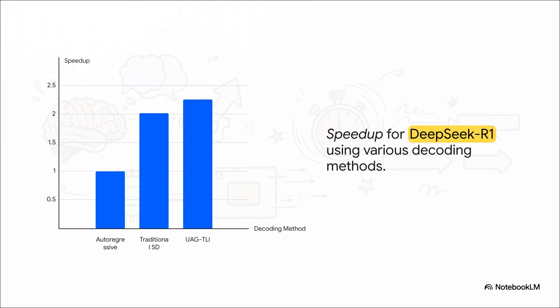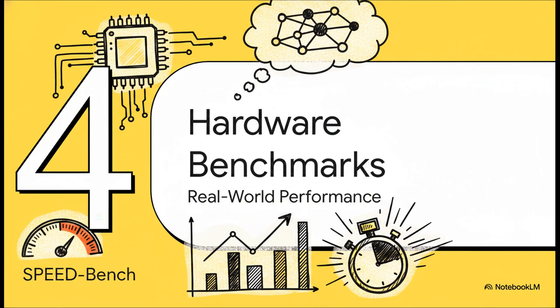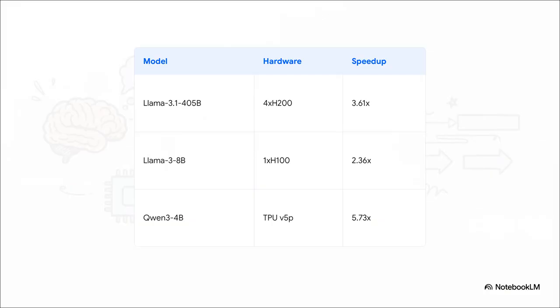Let's anchor all this theory with some hard framework and hardware benchmarks straight from the SpeedBench evaluations. These metrics absolutely prove the efficacy of speculative decoding across top-tier hardware configurations. We're looking at the massive Llama 3.1 405B model hitting a 3.61x speedup on a cluster of 4 NVIDIA H200s, or Qwen3-4B achieving that massive 5.73x boost on Google TPUs for intensive math reasoning. The data proves a fundamental architectural law here. The wider the gap between your memory bandwidth and your raw compute, the more speculative decoding can step in to reclaim that idle processing capacity.